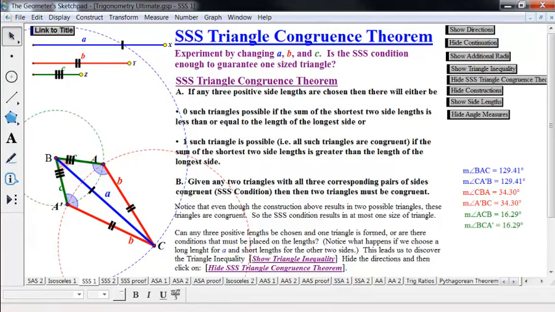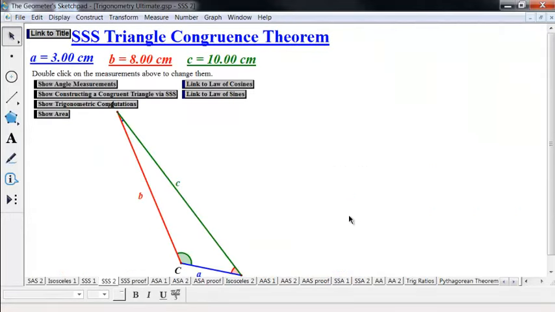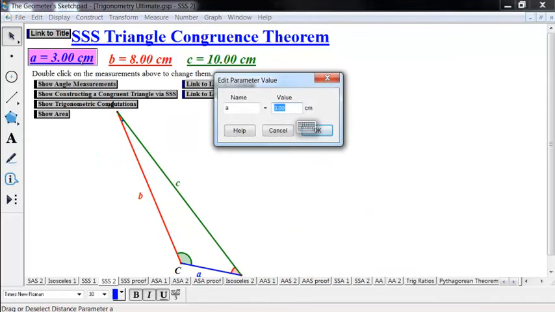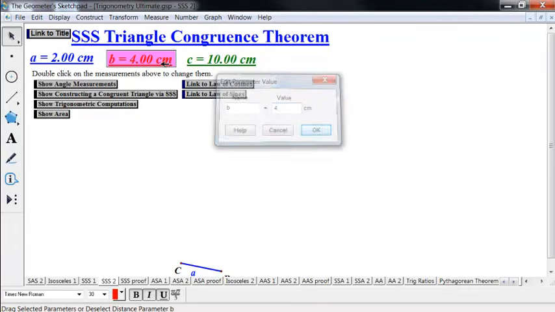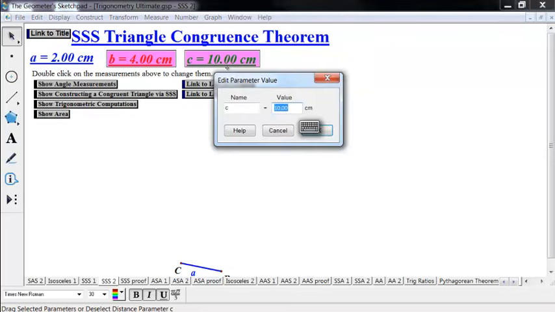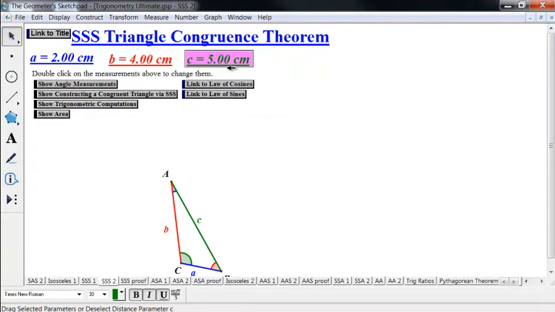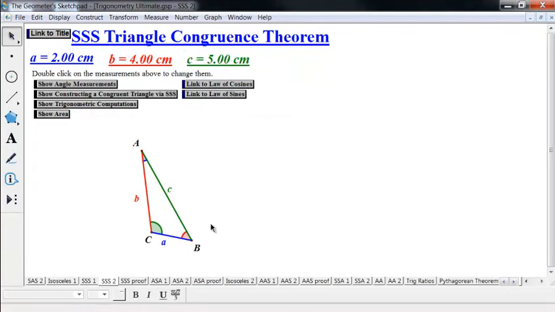In my sketch over here, this one is controlled by parameters, and again you just double click on this, change the numbers to whatever you want them to be, like say 2 or whatever. That's too short. 4, and then this one has to be less than 6 if it's going to work. So there we go, there's a triangle with those sides. And it shows the angle measurements.